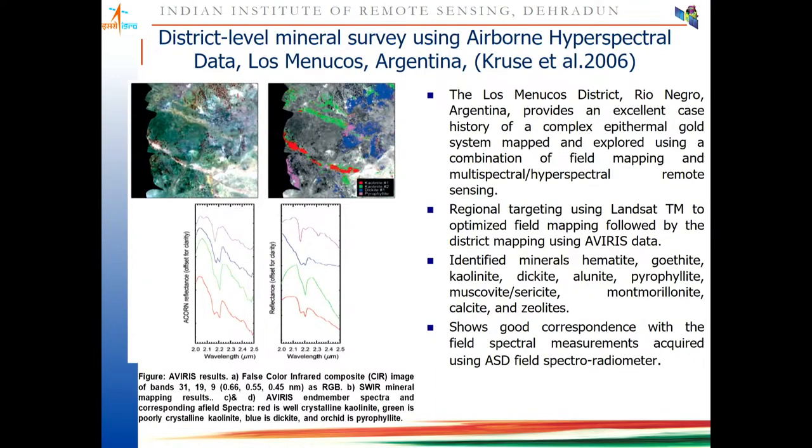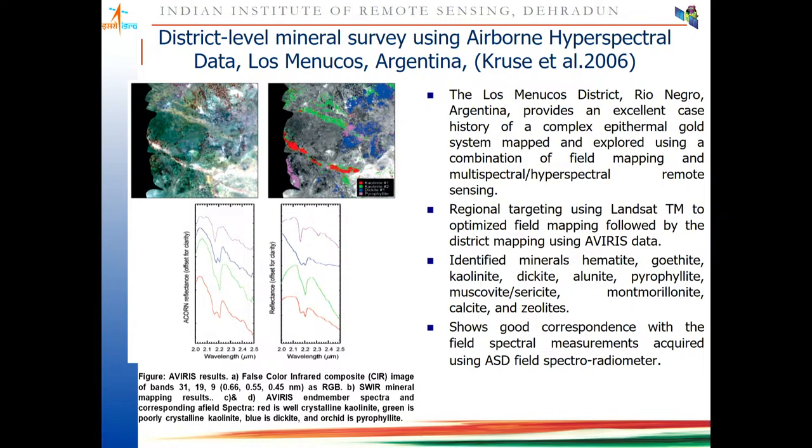Now this is another study using this airborne IIRS data in Argentina, and what have they done? They have tried to map this area using the IIRS data. An epithermal gold system was mapped and explored using the combination of field mapping as well as multispectral and hyperspectral sensing. So they have mapped the whole complex using both field and remote sensing techniques. The regional targeting was done using the multispectral data set, and then they finalized the zeroed-in areas using Landsat, which were further investigated in detail using the IIRS data, and the significant areas obtained from the IIRS were then surveyed in detail in the field and identified.